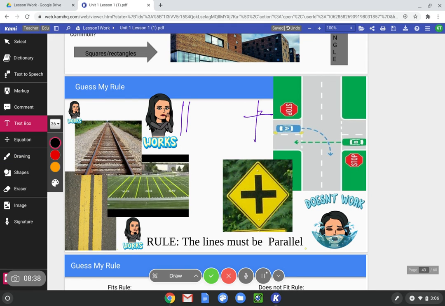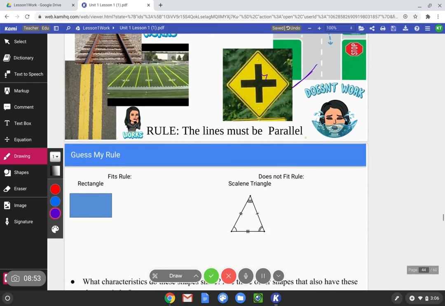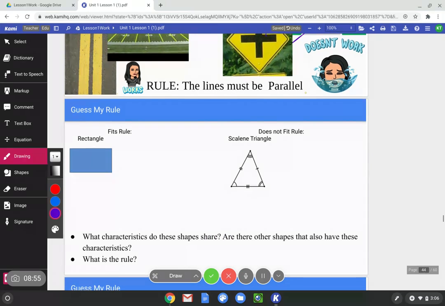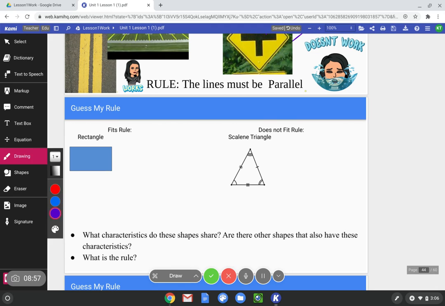All right, and the rule is that the lines must be parallel. Because these lines over here are perpendicular. They form that 90-degree angle. Okay, let's go on to another one.